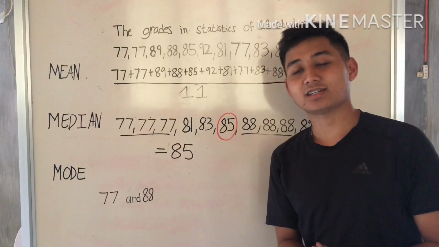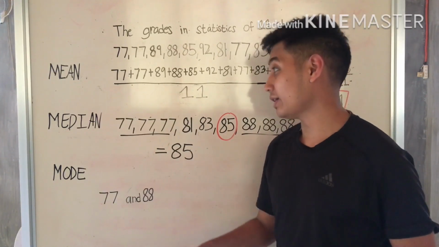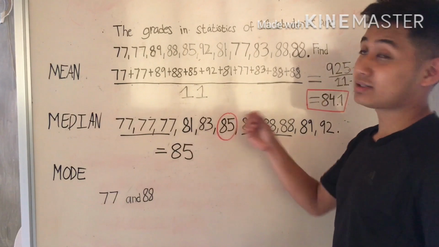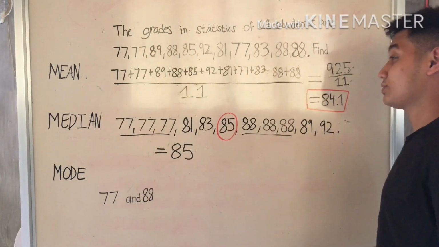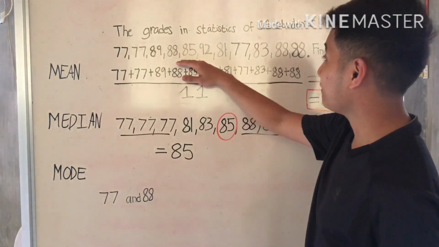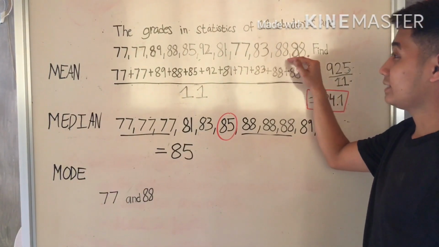So hey guys, right now I'm going to tell you about what I did to find the mean, the median, and the mode. So I have here my example. The grades in statistics of 11 students are 77, 77, 89, 88, 85, 92, 81, 77, 83, 88, and 88.